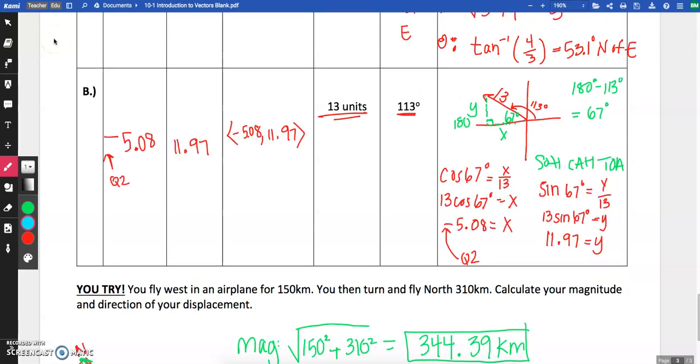Alright, so here is the rest of my work for that problem. The only thing I want to point out here is your x coordinate. When you type in your calculator, it'll give you a positive number, but we know it should be negative because we're in quadrant 2, so just be careful there. So you can pause and kind of look at this work a little bit further.